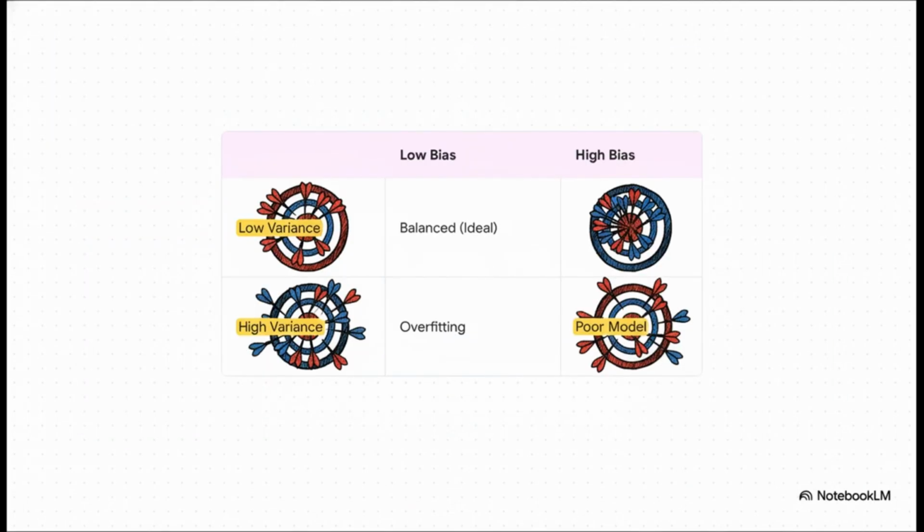This little grid pulls the whole idea together beautifully. Let's just walk through it. Top left corner, low bias and low variance. This is the dream. It's the ideal balanced model. All our darts are clustered right on the bullseye. Now, top right, high bias, low variance. That's underfitting. The darts are all clumped together, but they're in the wrong spot. Bottom left, low bias, high variance. That's our overfitting problem. The darts are scattered everywhere, but at least they're centered around the right target. And the bottom right, high bias and high variance? Well, that's just a mess. That's a bad model, plain and simple.